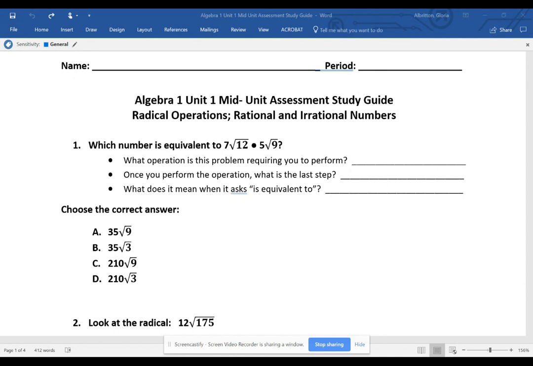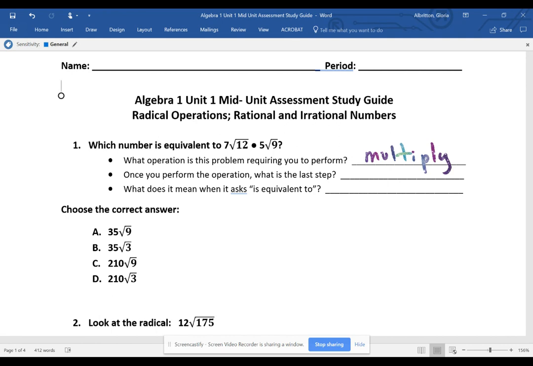Well, first you want to answer the bullet points here, because what I want you to do is just think about what it is that you're doing on this problem. What operation is this problem requiring you to perform? Well, this is a multiplication problem. So you just need to write multiply.